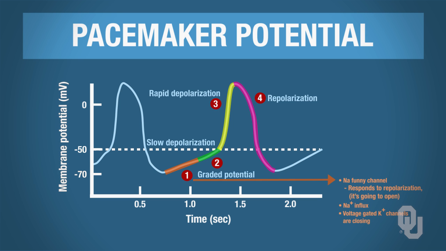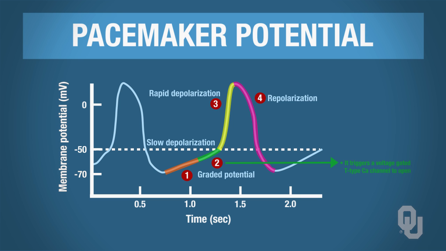So now let's continue on with our slow depolarization. We have finished the first part of slow depol. When we have sodium influx, did that change the membrane potential? The membrane potential became a little more positive, correct? So because we had a change in the membrane potential, this change triggers a voltage-gated T-type calcium channel to open. Now, the T stands for transient. So what this means is this is kind of like the sodium funny channel, where this channel opens, closes, opens, and closes.